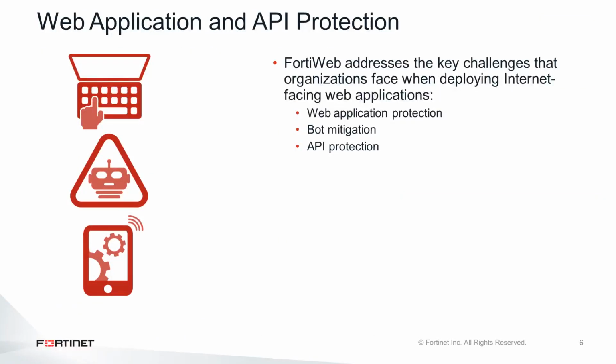FortiWeb addresses the key challenges that organizations face when deploying internet-facing web applications. For web application protection, FortiWeb offers machine learning enhancement, which is introduced in the anomaly detection model to eliminate noise samples and reduce false positives. FortiWeb offers protection against bots by offering features such as bot deception. FortiWeb provides a deception technique to identify bots. It inserts a hidden link into response pages. Clients that fetch the URL can accurately be classified as bots.